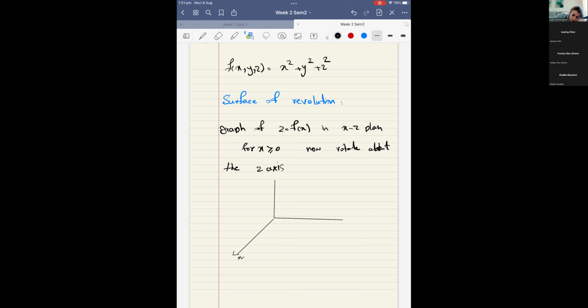You have x, y, z. You have, for example, this graph, then you rotate, and it would be something like this. You rotate around the z-axis. Now this shape that you saw there, it was f of x equal sine square root of x squared plus y squared.